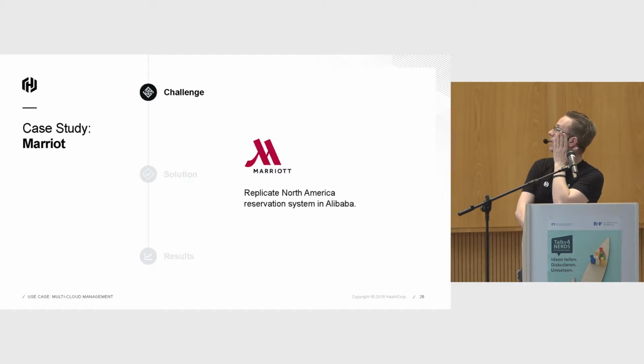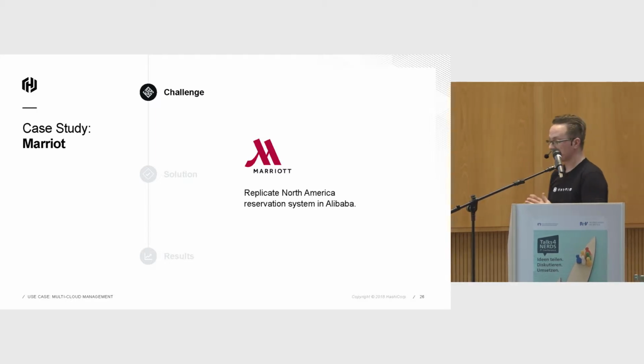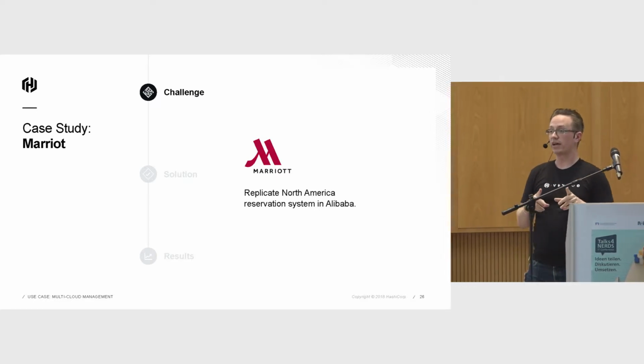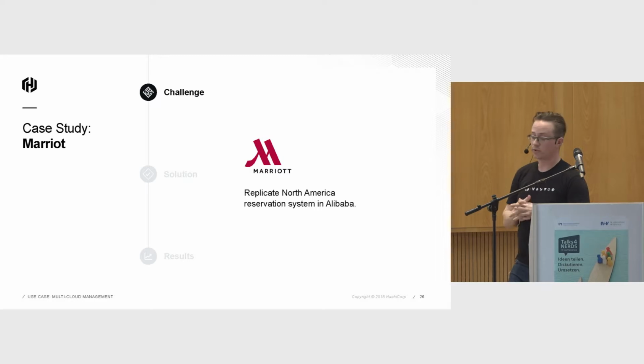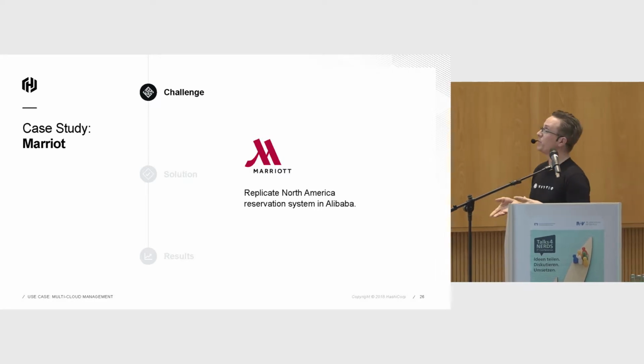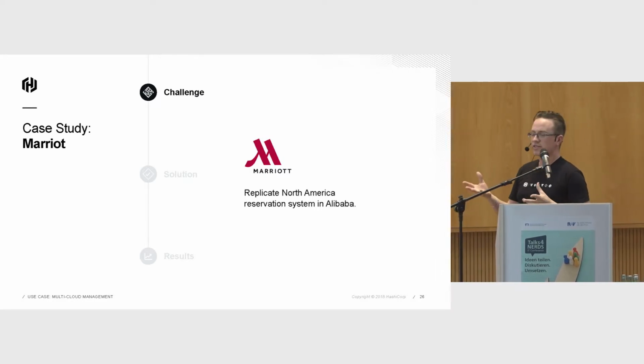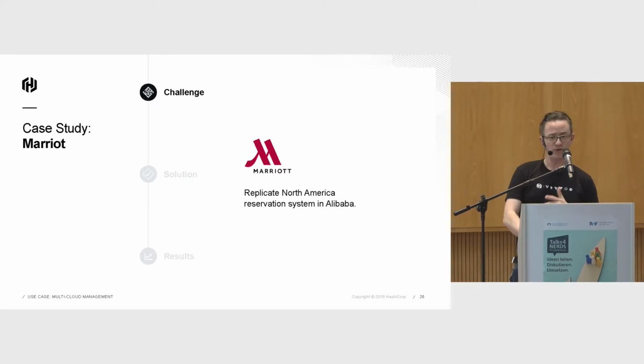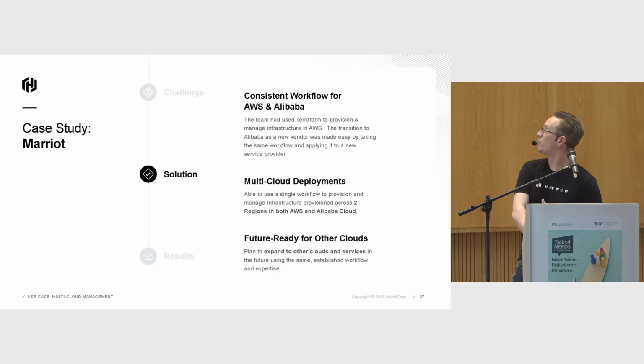Marriott, for example, had their reservation system in North America, and they wanted to replicate that inside of China as well, and they wanted to put that in Alibaba. And because they were using Terraform, it was a pretty consistent workflow, so they were actually able to move. I think they actually did it ahead of time, which is always shocking when a project finishes ahead of time.